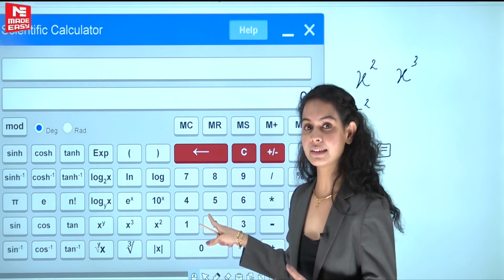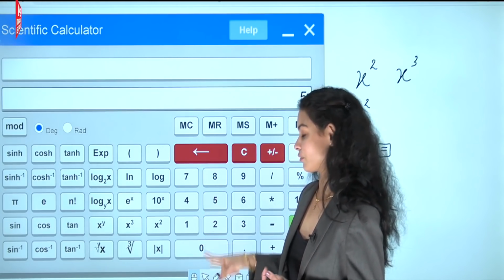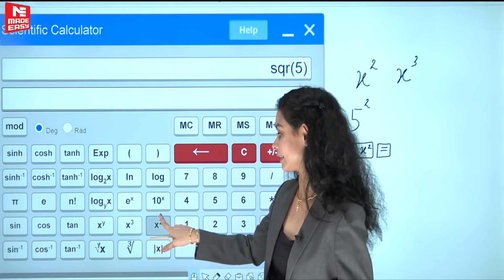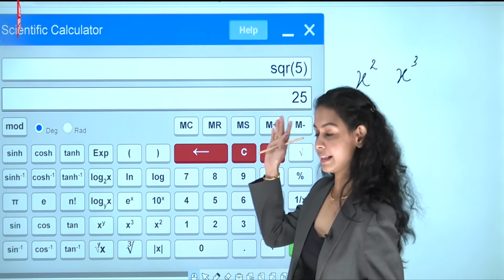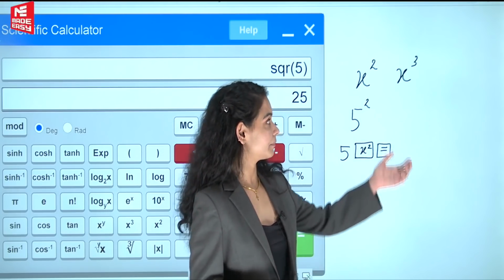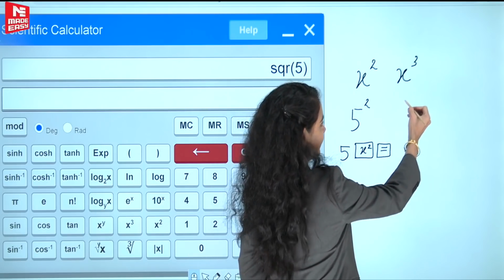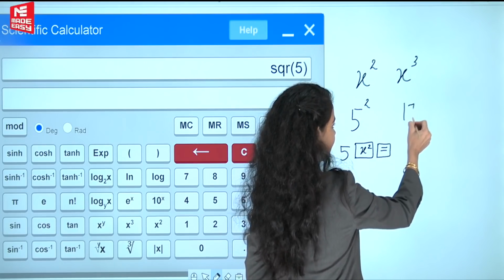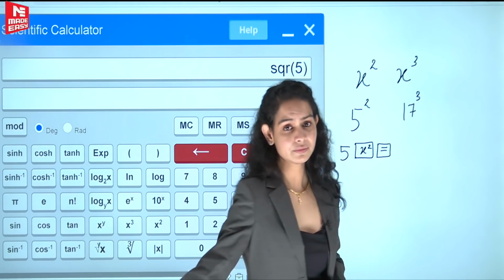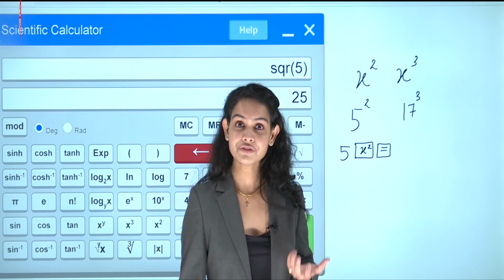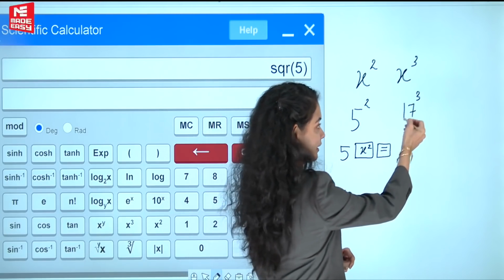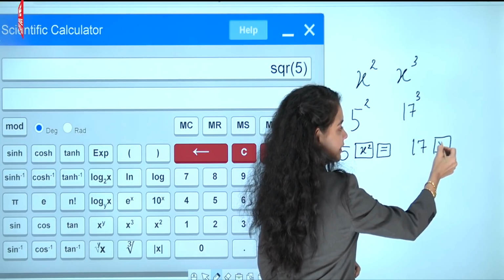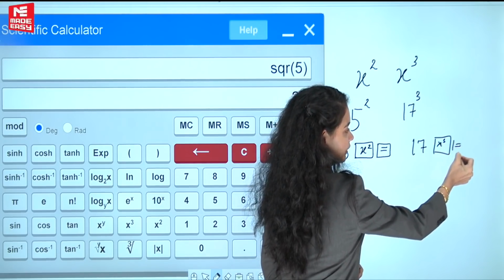Let's perform this in the virtual calculator. So first you have to enter the value of x, which is 5 here. So 5. Then press the function tab, which is x square, which is found here, and then press equal to. There you get your answer. Similarly, you can perform for x cube. Let us say you need to calculate 17 cube. So first you have to enter the value of x here. What is the value of x here? It is 17. So first enter 17, then the function tab, which is x cube, and then press equal to.